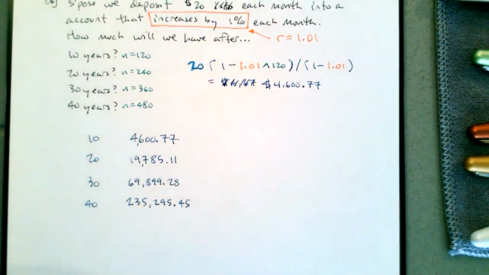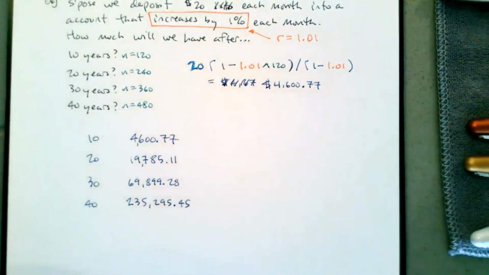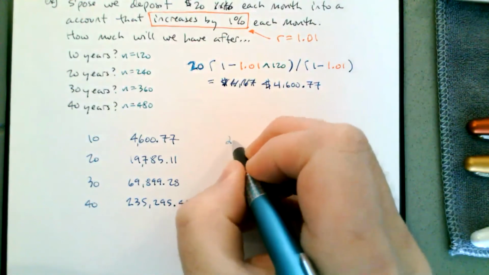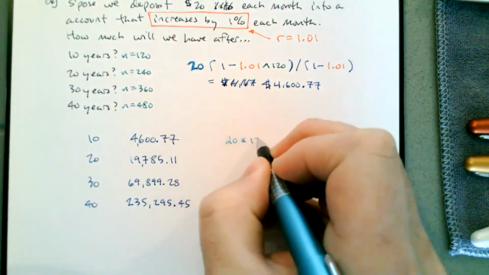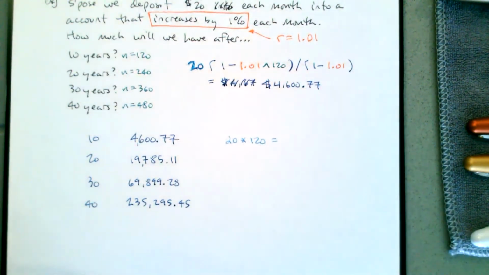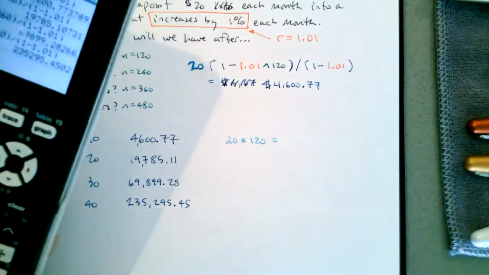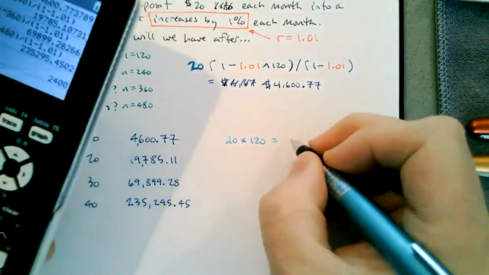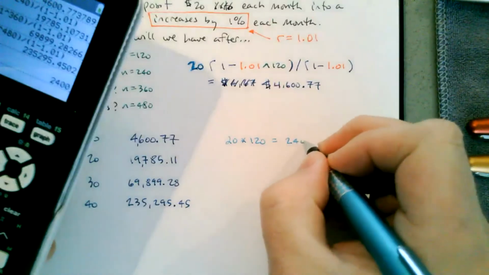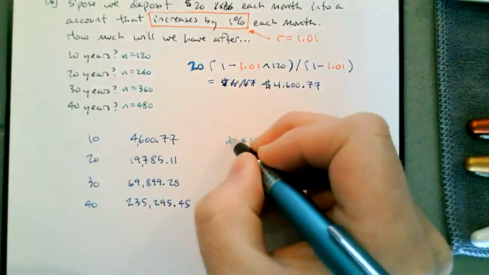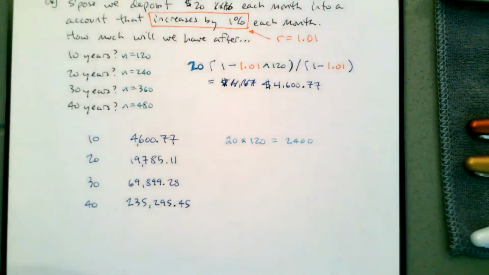Now, if we think about the amount that we started with, this was just 20 bucks a month for 10 years. So if we take the 20 times the 120, this is the amount that we put in. So 20 times 120, I'm not going to be able to multiply these, which is kind of embarrassing, but that's all right. So that's turning our $2,400 into $4,600.